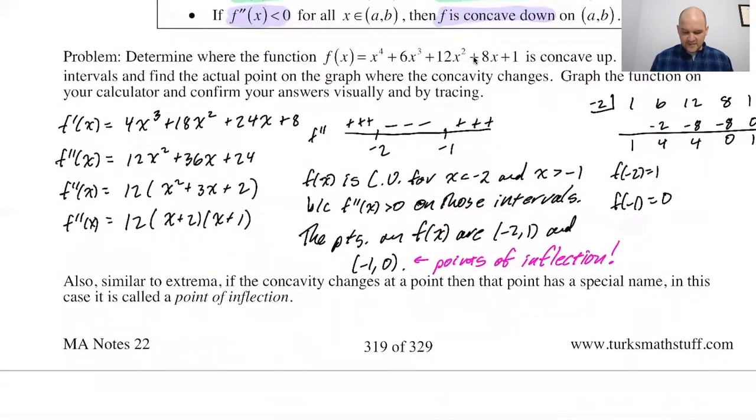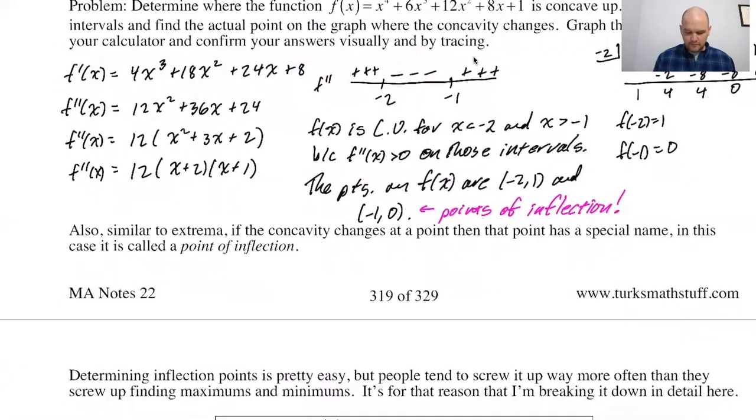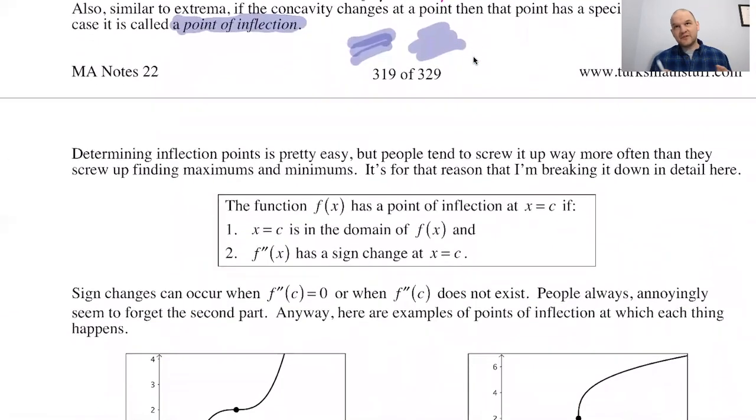And then the points at which the concavity changes are called points of inflection. So we will get a point of inflection. A point of inflection is just where concavity changes. So that's a very second derivative type thing.